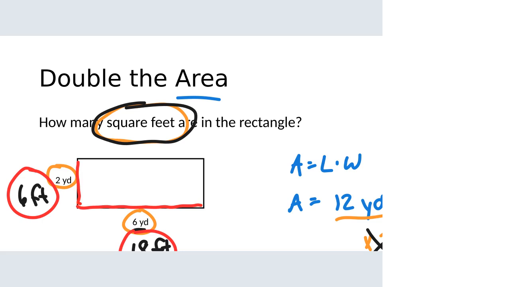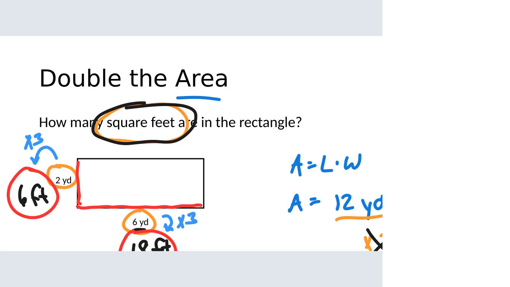The problem with this approach over here is I want you to notice what we did when we converted yards into feet. When we did it correctly, we had to multiply 2 yards times 3 to get the number of feet, and we had to multiply 6 yards times 3 to get the number of feet. So we've multiplied by 3 twice. When we did this flawed approach over here, we only multiplied by 3 once, and that's why it didn't work.